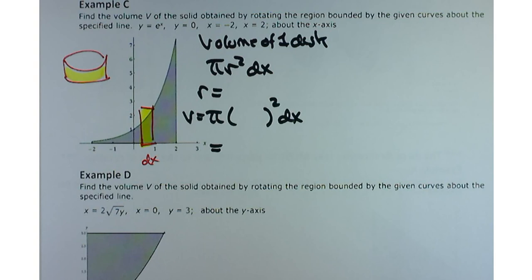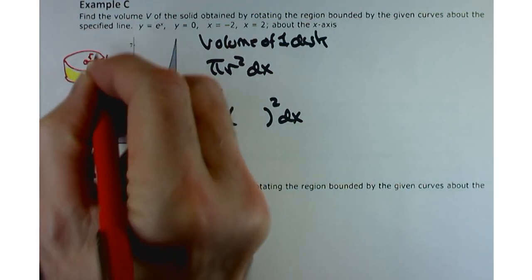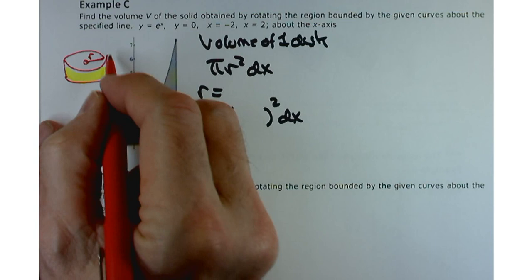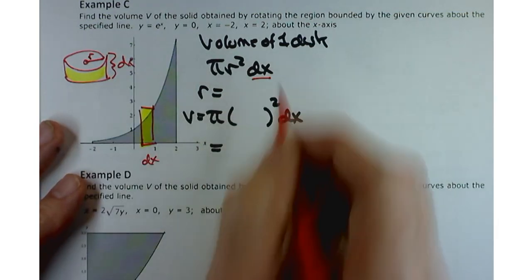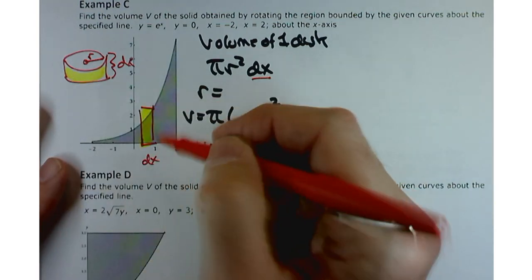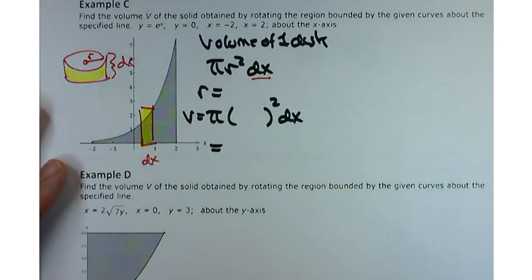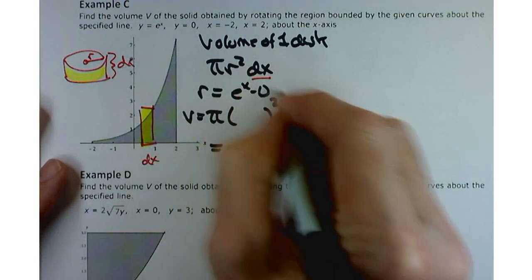Okay, so let's look at this one. I want to find the volume of one disk. Here's my R. The height here is going to be another dx. So that's this piece right there. R is going to be top minus bottom. In this case, it's e to the x minus 0, or just e to the x.